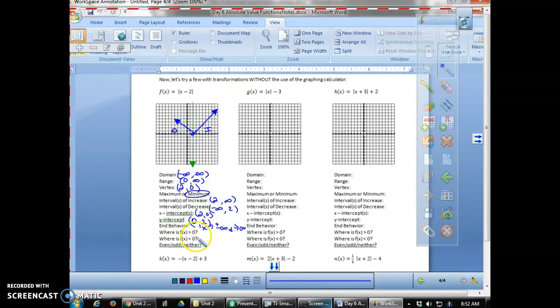Now, where is it positive? This is the same thing. It's going to be from negative infinity, well, it takes a break at that 2. So at the 2, it's not positive, it's just a 0. So union with 2 to infinity. Okay, where is it negative? Never. Is this an even, odd, or neither? It's neither because it got shifted to the right. So it's a neither. Okay?